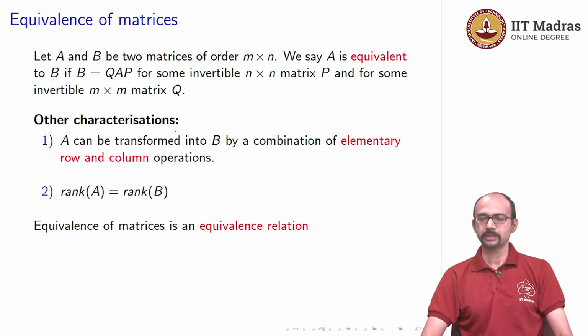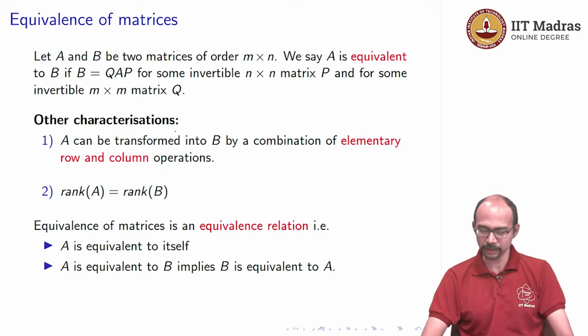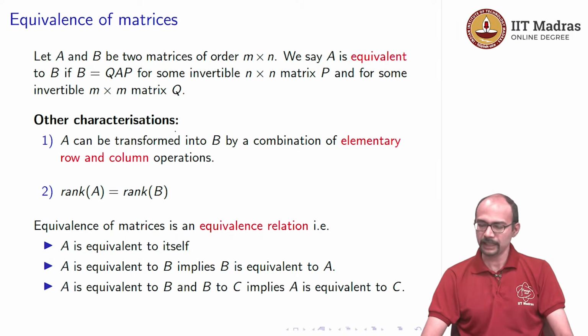Okay. So, equivalence of matrices is an equivalence relation. What is an equivalence relation? I am not defining it, but what it means is A is equivalent to itself. Remember that we say A is equivalent to B if there exist P and Q so that B is equal to Q times A times P. So, A is equivalent to itself is saying that there exist some Q and P so that A is equal to Q times A times P. Now, I think it is clear what Q and P should be, we will write it down in a second. A is equivalent to B implies B is equivalent to A, again because of invertibility of P and Q, this is clear. And A is equivalent to B and B to C implies A is equivalent to C.